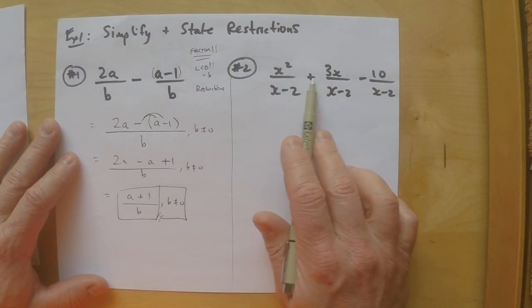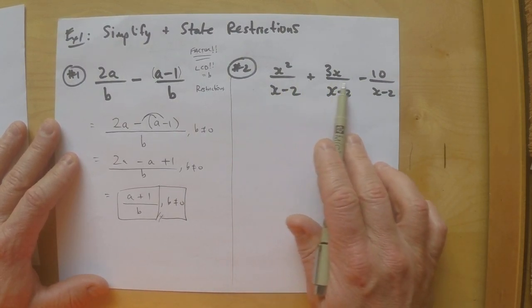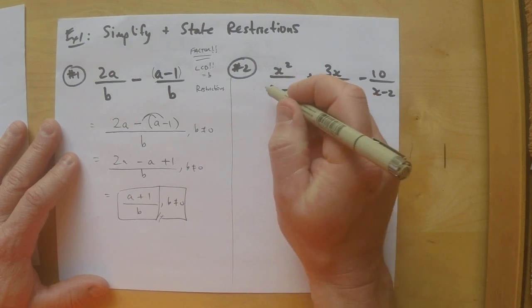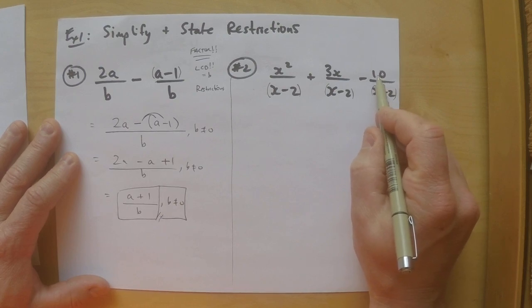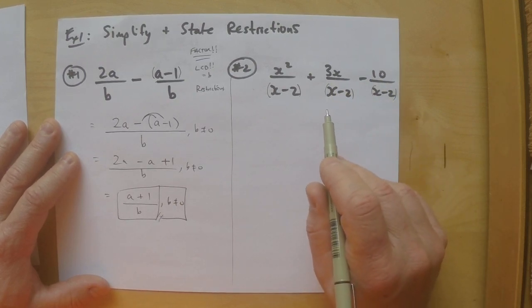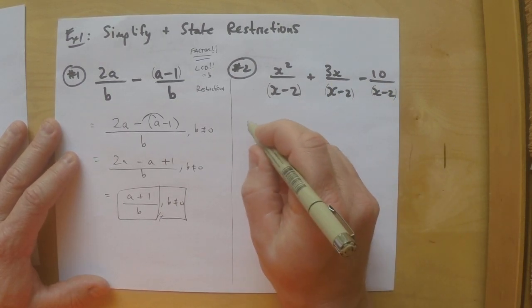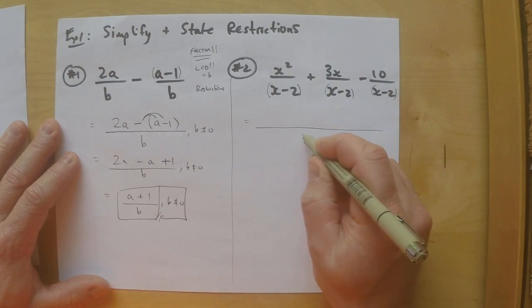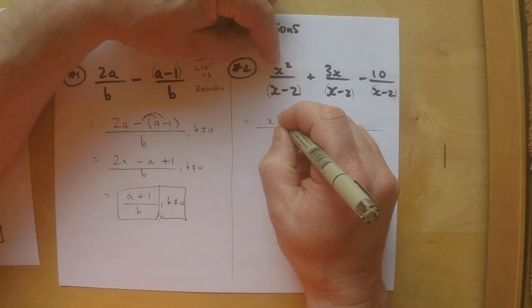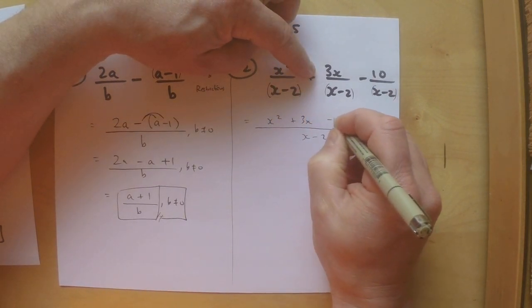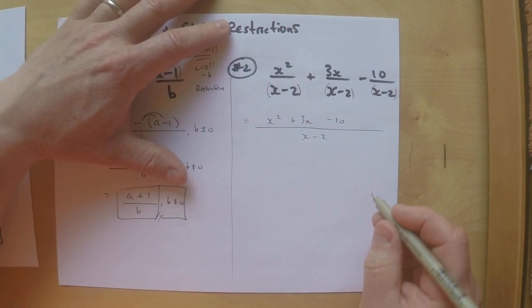Again, adding, subtracting fractions. I would factor everything that I could. Doesn't factor, doesn't factor, doesn't factor, doesn't factor. I could make that 2 times 5, but don't feel like it. And everything has the same denominator, so we're very fortunate. So I can write everything over x minus 2, and then I can just recopy my numerators, this plus this minus that.